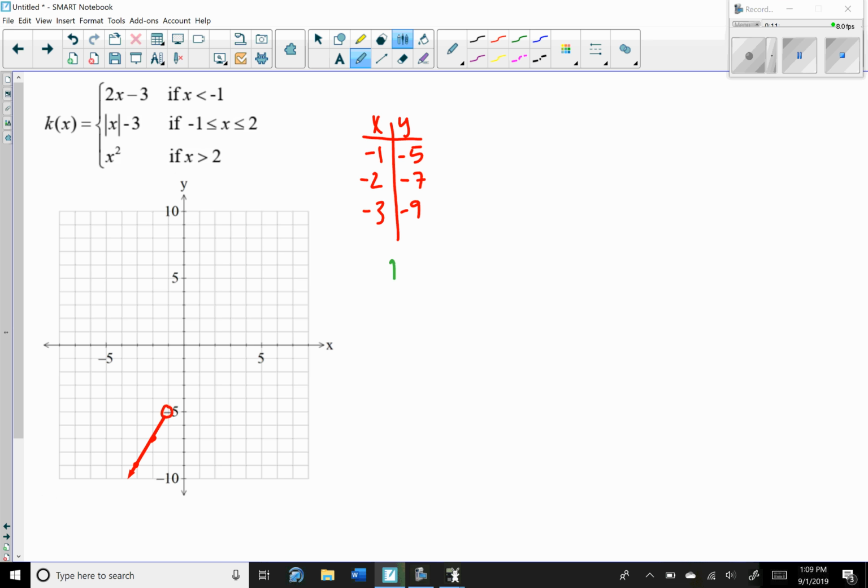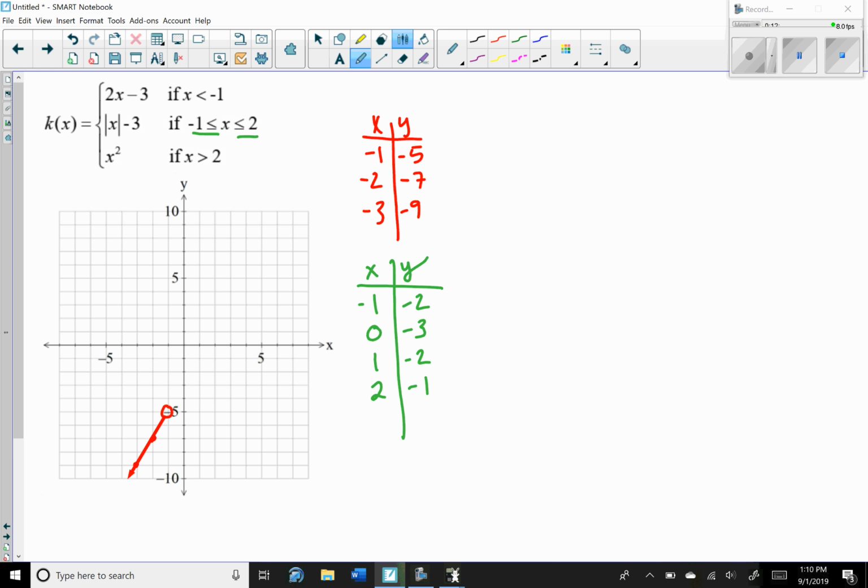The next one we have is absolute value. So again, make our table. For this one, our first transition point is at -1. So we're going to start with that. -1, the absolute value of that is 1, minus 3 gives us -2. I want values in between -1 and 2. So I'm going to go ahead and use 0. When I plug 0 in, I would get -3. Then when I plug 1 in, I would get -2. And then if I plug in my upper transition point, which is 2, the absolute value of 2 is 2 minus 3 is -1.